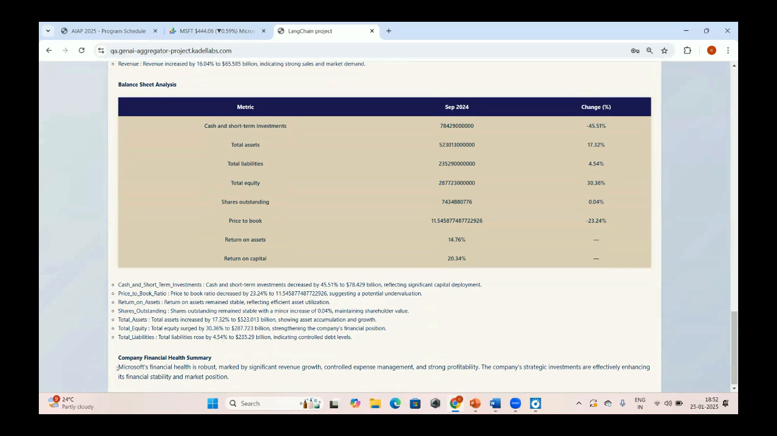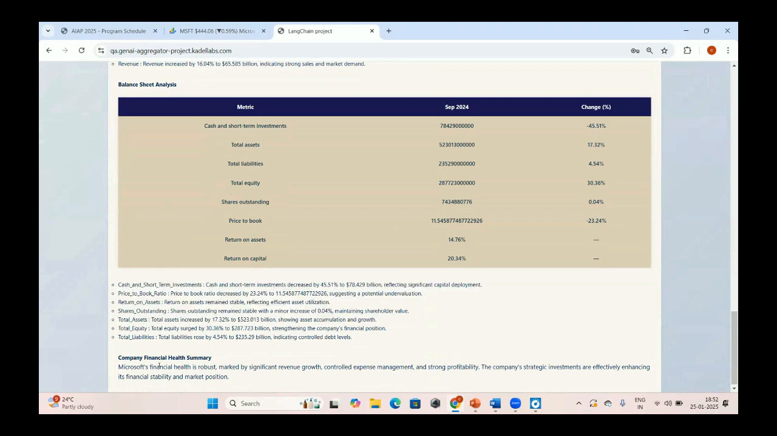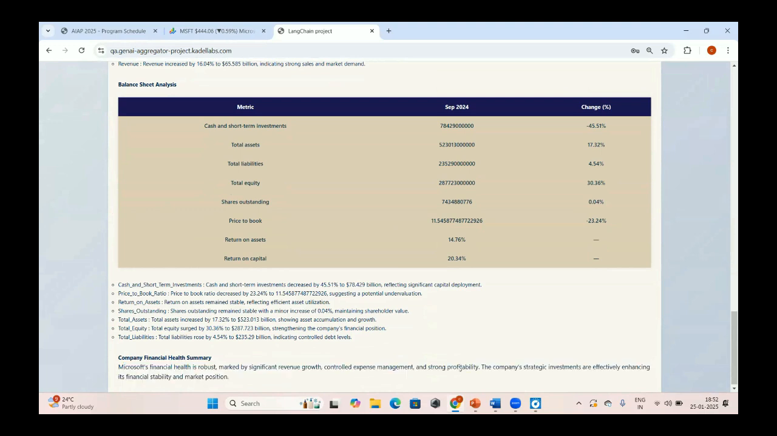And lastly, there is another prompt that we wrote, which takes as input all of the outputs generated from the previous prompts and then creates a one or two line summary. So it says that Microsoft's financial health is robust, marked by significant revenue growth, controlled expense management, and strong profitability. By reading this one single line, any person can understand the financial health of this business as of today.